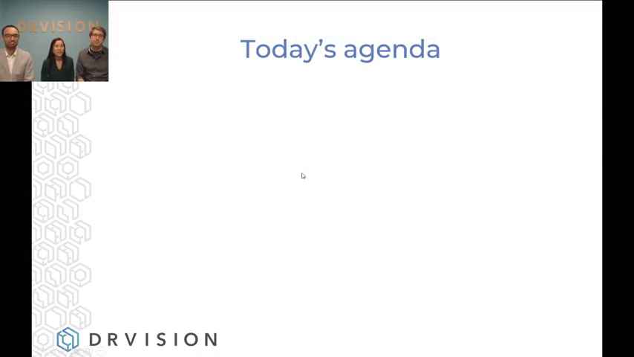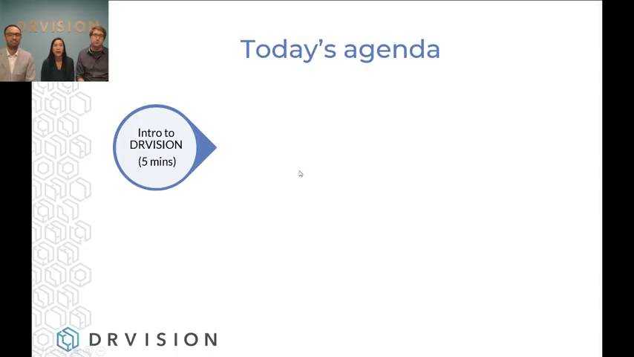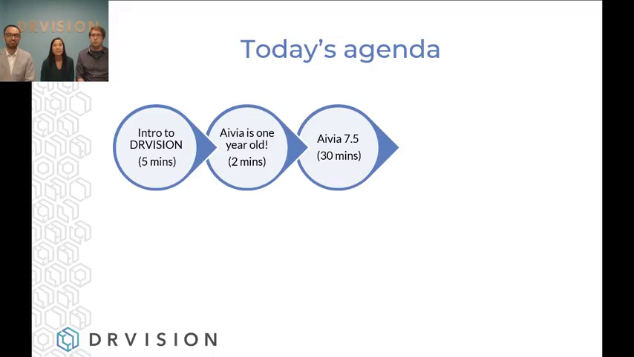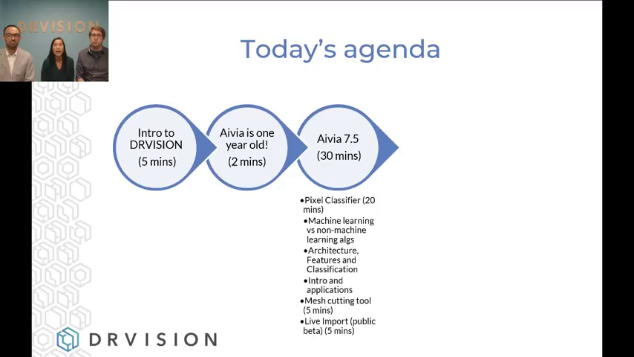For today's agenda, we'll start really briefly with an introduction to DRVISION, just for anybody out there who hasn't heard of us before. We'll take a look at the development of Aivia's first year. It turned 1 on April 19th of this year. We'll do the launch afterwards for Aivia 7.5, where we'll cover our new features, including the pixel classifier, the mesh cutting tool, and the live import.